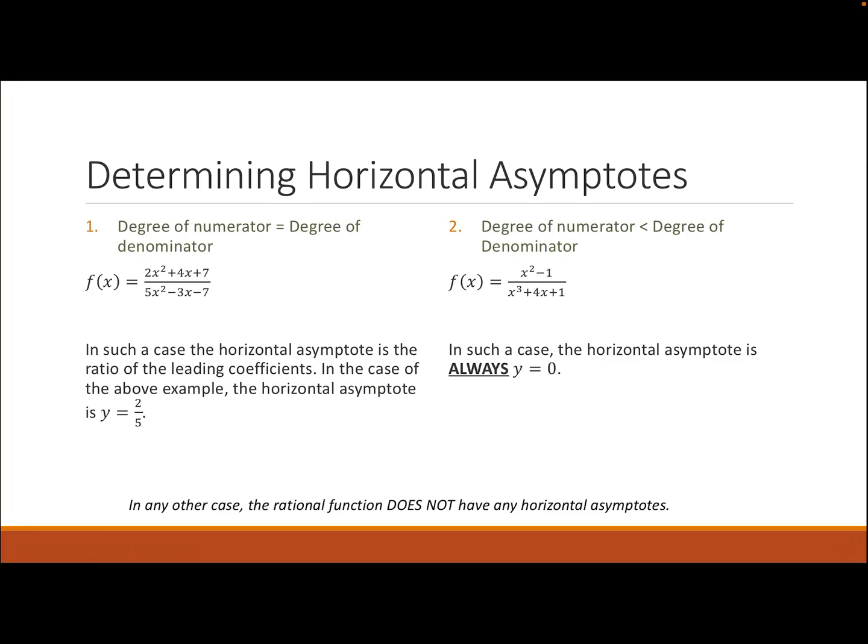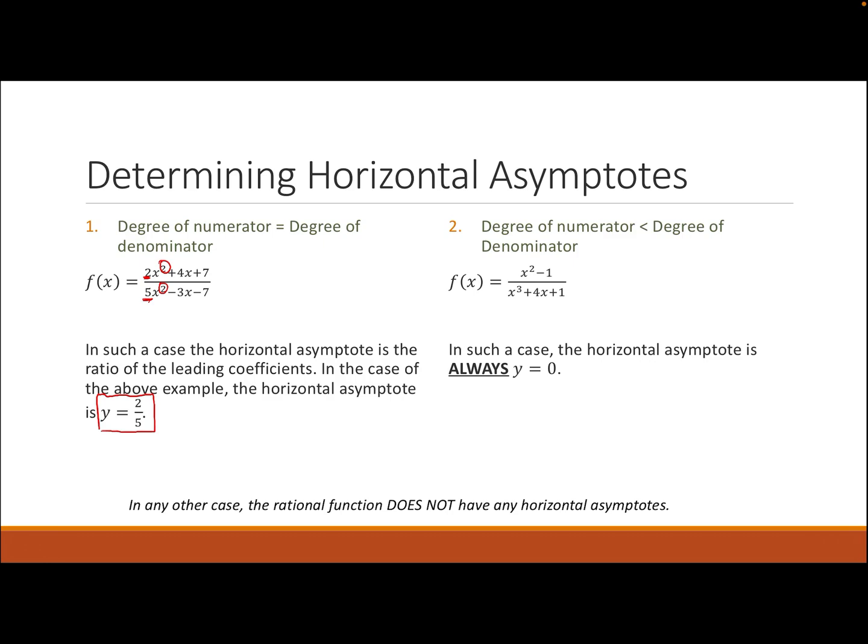So the way we determine a horizontal asymptote is 2 cases. The first case is the degree of the numerator is equal to the degree of the denominator. And remember, the degree of a polynomial is the highest power. So in the case of f of x, we have a degree of 2. And in that case, the horizontal asymptote is the ratio of the leading coefficients, which is going to be a 2 and a 5, because those are the numbers with the term of highest degree. So the asymptote is the ratio of those coefficients, which again is just y equals 2 divided by 5.